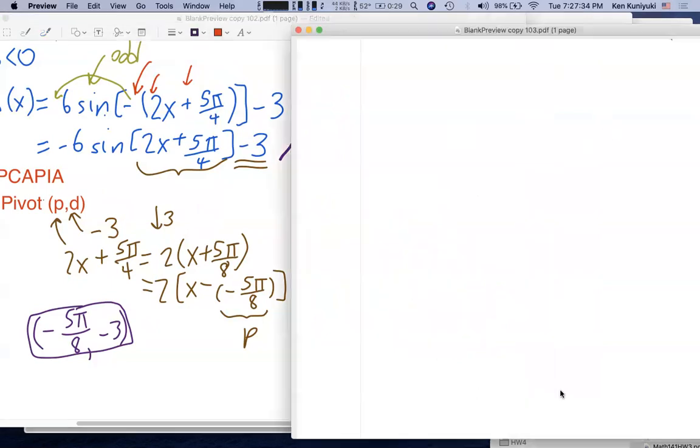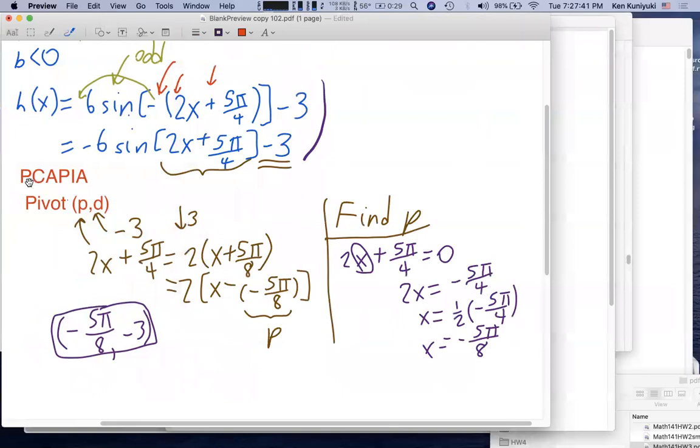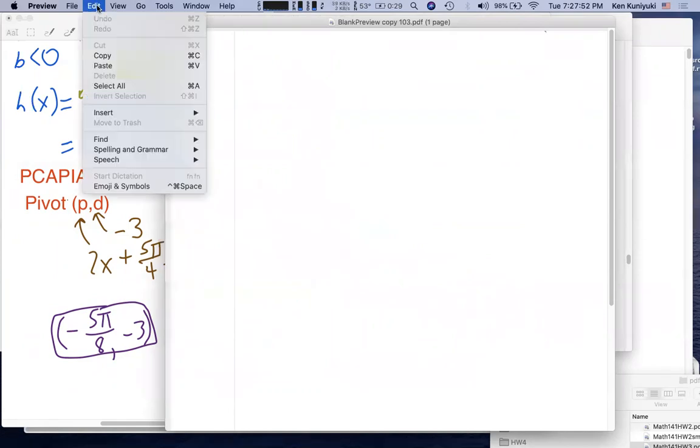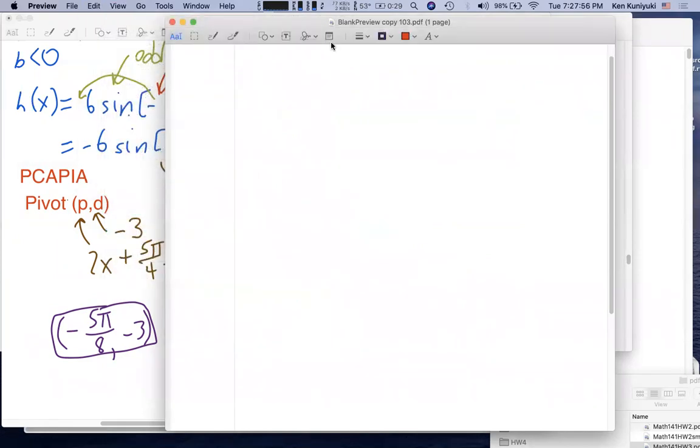Okay. Now we're not done yet. We're only about a third done, really. The first letter, P in PICAPIA, right? We've only done P, and even then, I'm going to change that value for the phase shift because there's a better one. All right. So next, let's do the cycle shape.